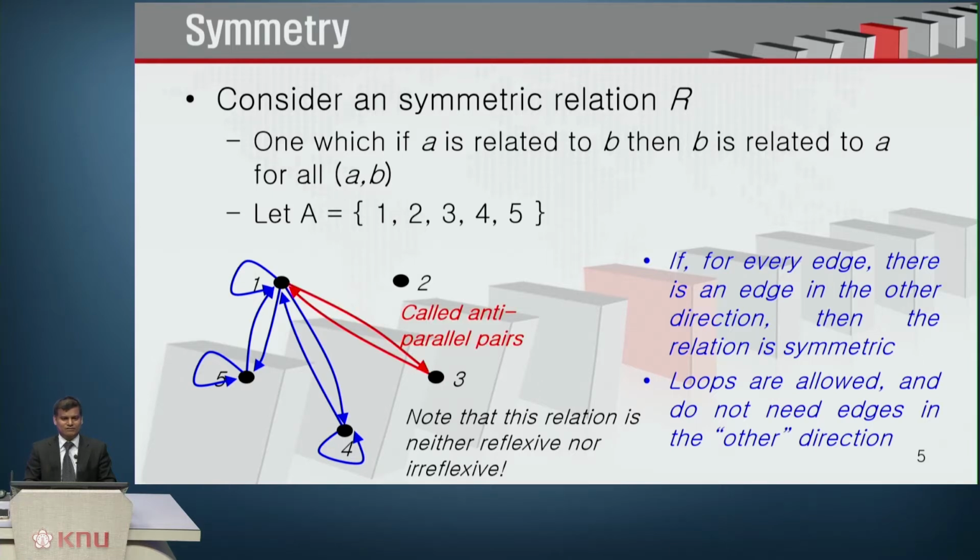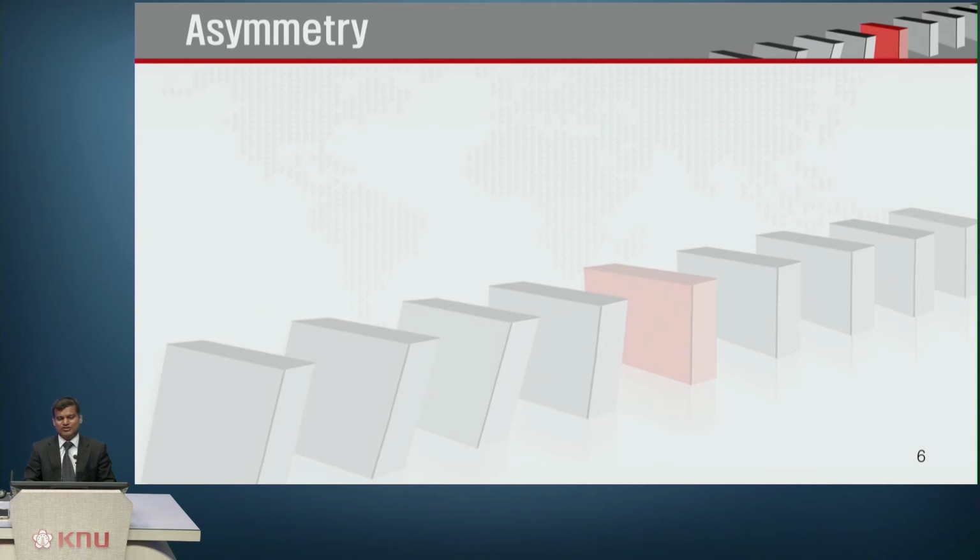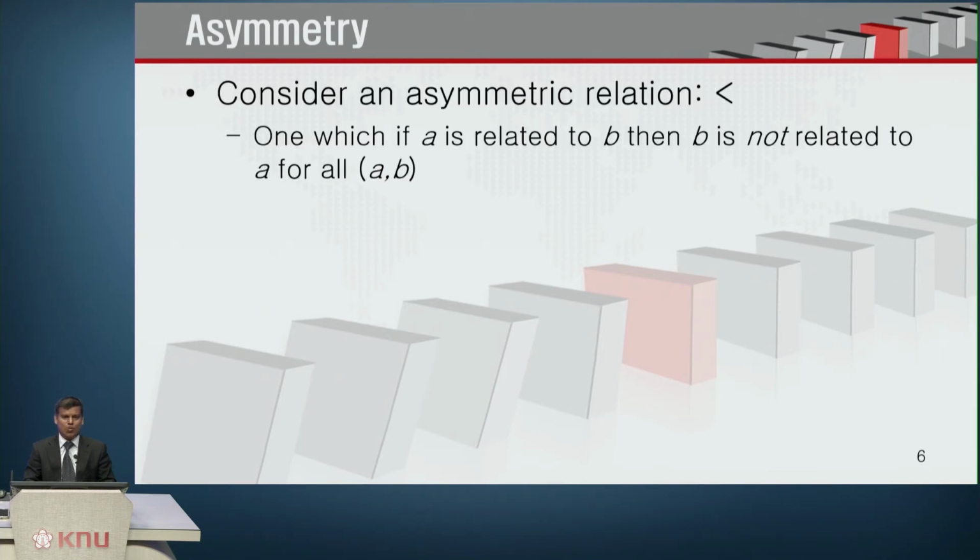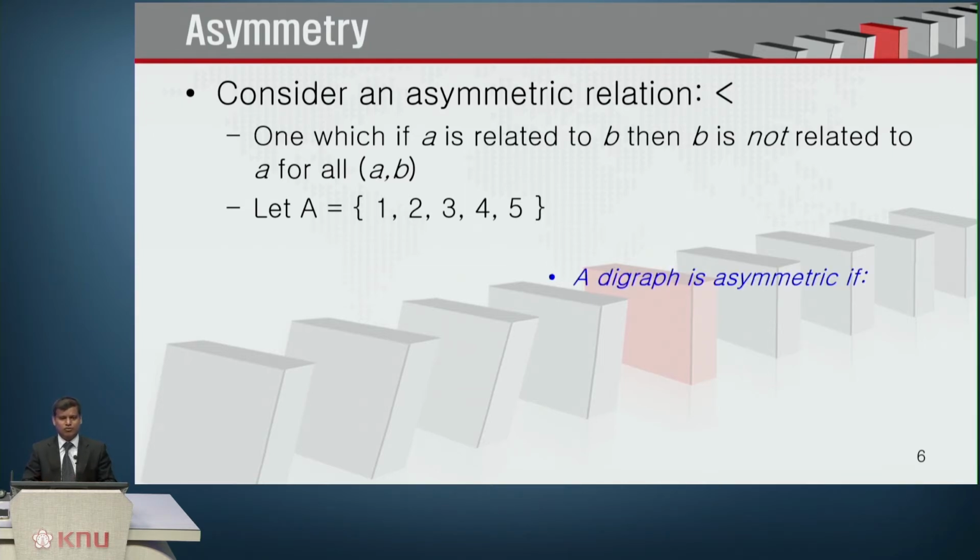Let's see here, this one is called anti-parallel pairs. They are anti-parallel because when you have an edge from 1 to 3 and a parallel edge going back from 3 to 1, they are anti-parallel. Asymmetric: if A is related to B, then B is not related to A for all A, B. It's quite straightforward because symmetric and asymmetric are just the opposite.